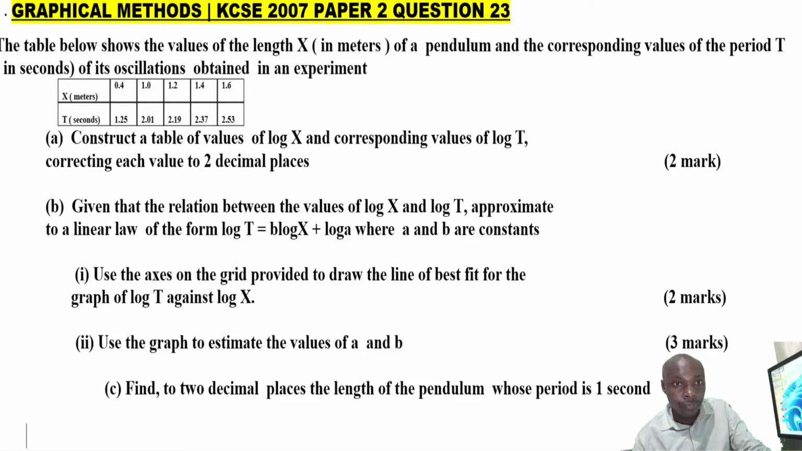B. Given that the relation between the values of log x and log t approximates to a linear law of the form log t equals b log x plus log a, where a and b are constants. 1. Use the axes on the grid provided to draw the line of best fit for the graph of log t against log x. 2 marks. 2. Use the graph to estimate the values of a and b. 3 marks. C. Find, to 2 decimal places, the length of the pendulum whose period is 1 second. 3 marks.